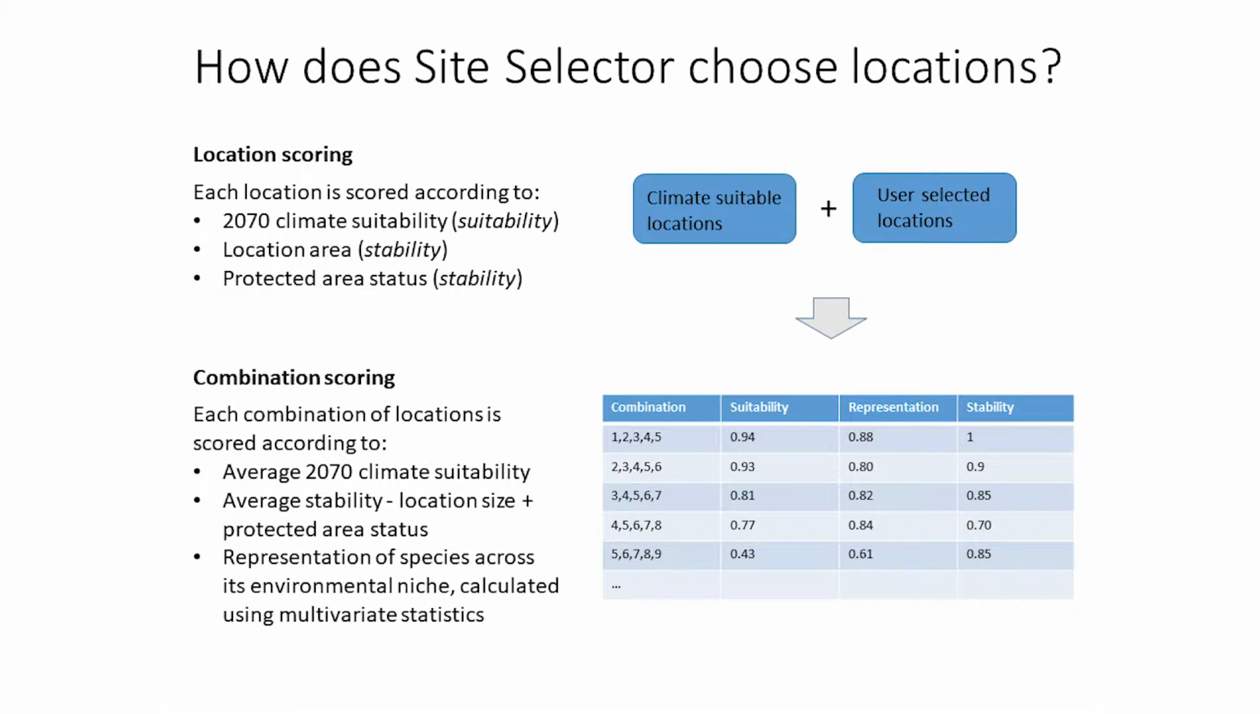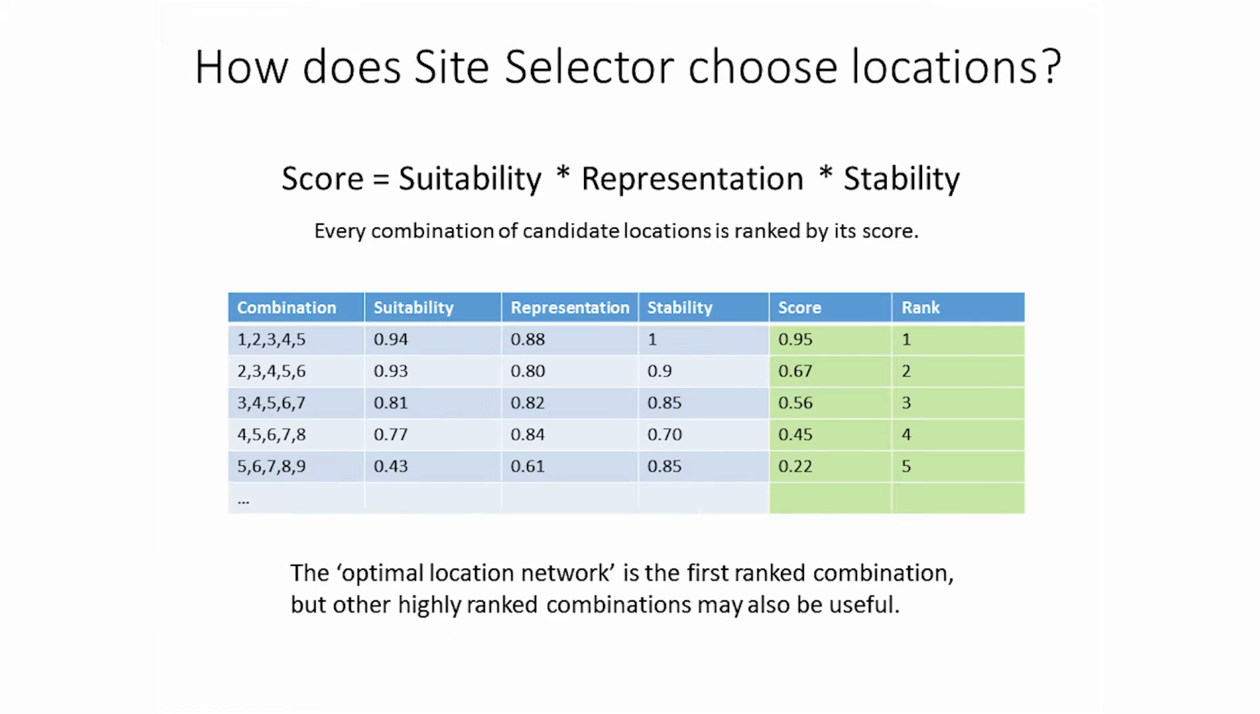Let's take a quick aside to talk more about how Site Selector determines this optimal site network. Each of the locations fed into the Site Selector algorithm is scored according to the following parameters: 2070 climate suitability, location area, and protected area status. Then every possible combination of these locations is scored according to its average 2070 climate suitability, the average stability of the location, which is calculated using the area of location and the protected area status, and representation of the species' environmental niche. Finally, each combination is given a score and ranked based on its suitability, representation, and stability.